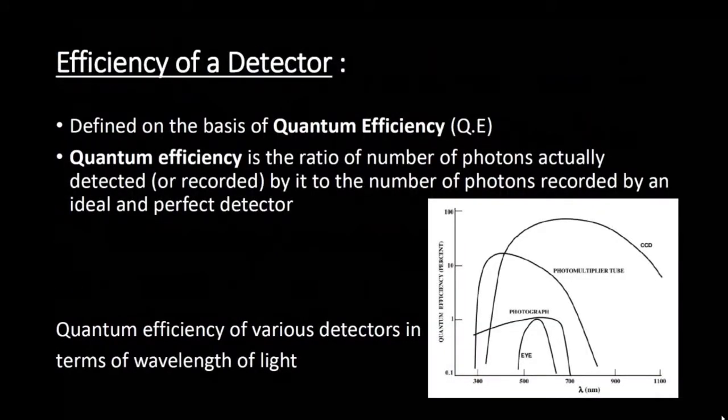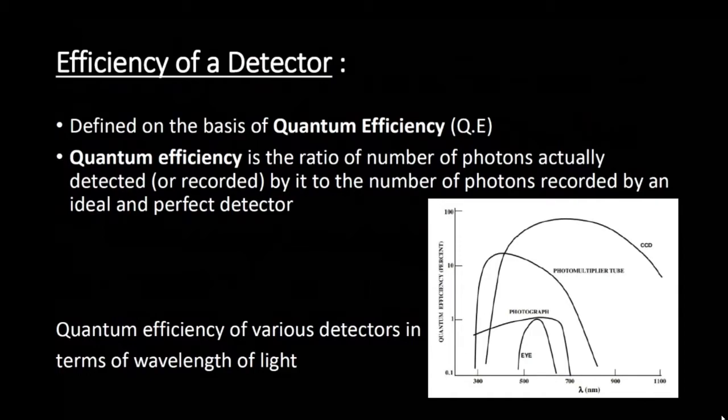So we have a detector, so we should define something called the efficiency of a detector: how well we can measure the intensity or other factors of light. It is defined on the basis of quantum efficiency. I'm not going very deep into how it is calculated, but quantum efficiency is defined as the ratio of the number of photons actually detected to the number of photons recorded by the ideal or perfect detector. So it is always less than 1, because it will not be more than or equal to the photons detected by an ideal detector.